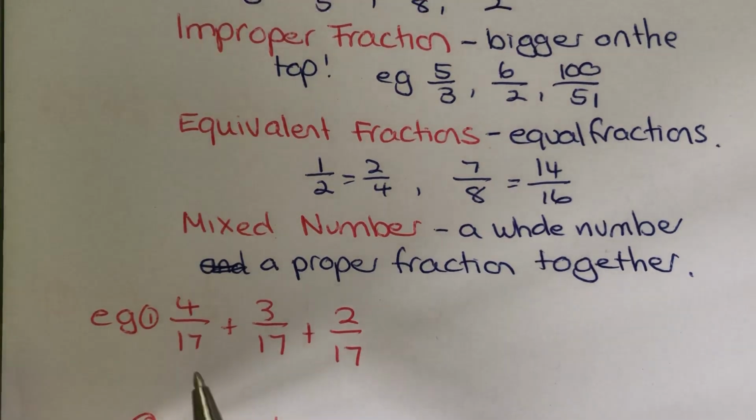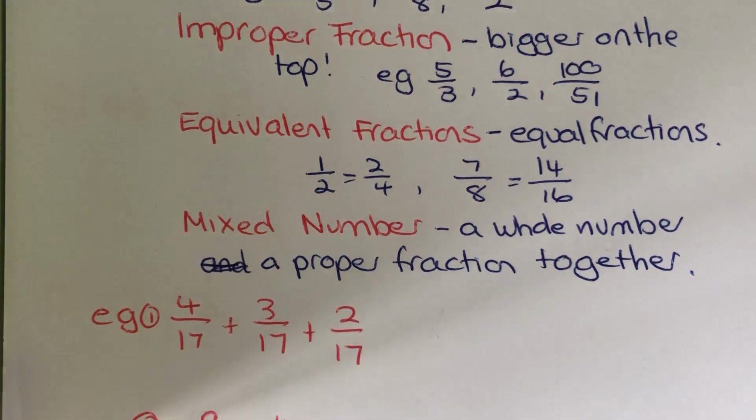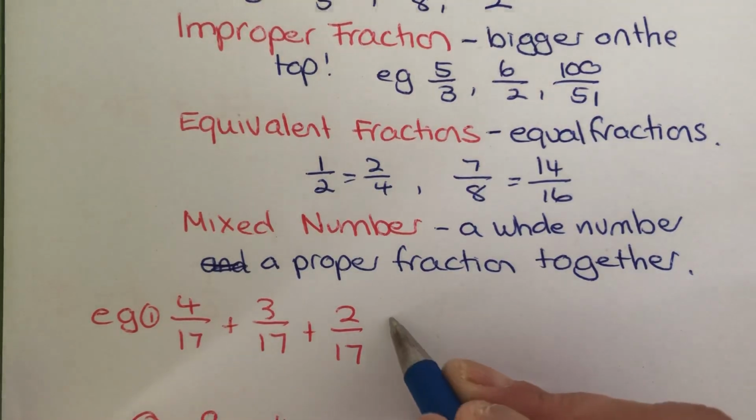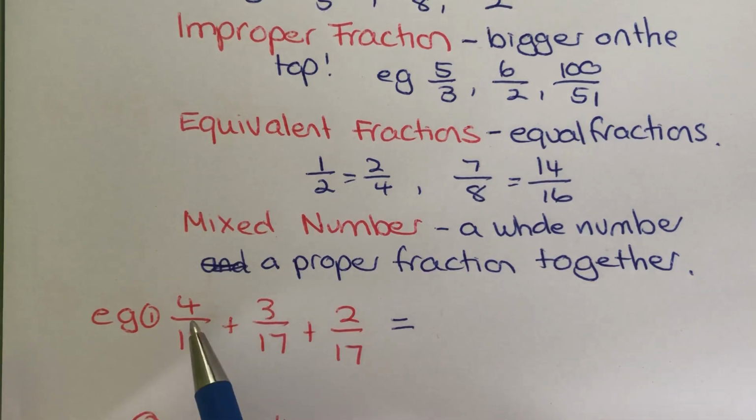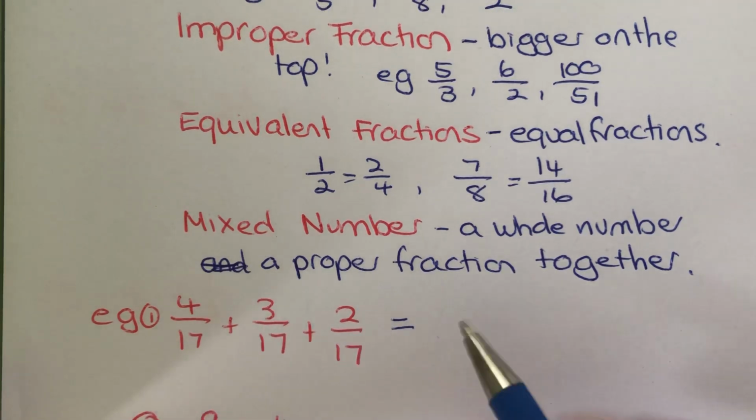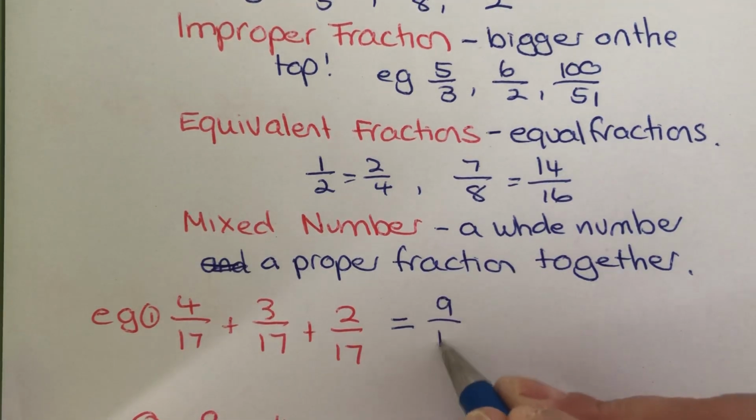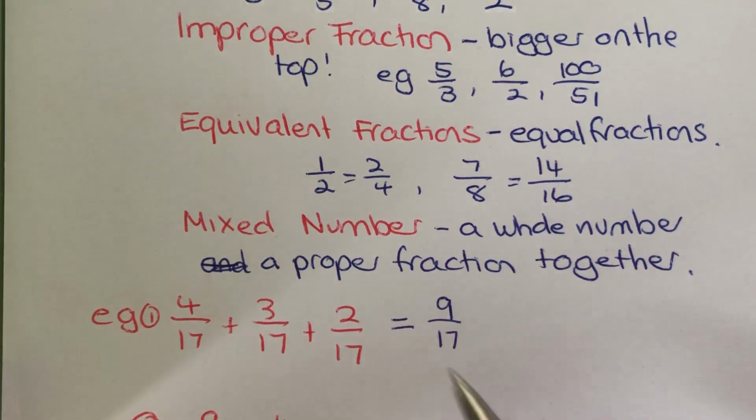So over here we've got 17ths. They're all the same number, so it's going to be a pretty straightforward question. So all we do is we go 4 plus 3 is 7, plus another 2 is 9. Now, because there's nothing that goes into 9 that goes into 17, it means we've done enough. So you can't go any further with that one.